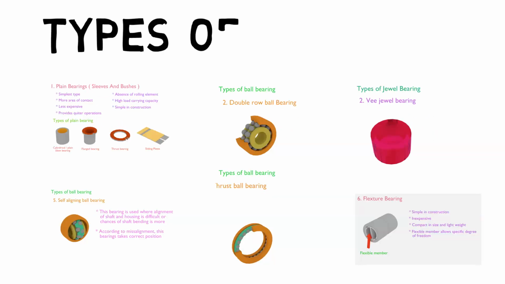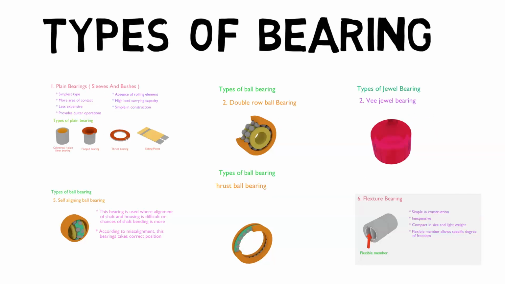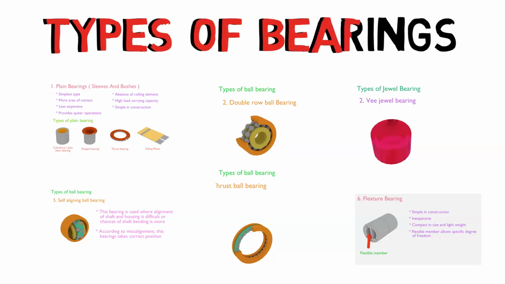Bearing is a key part of every rotating machine element. Different types of bearings are used in different applications. We have seen what a bearing is and which loads act on a bearing in our previous video. In today's video, we will take an overview of all types of bearings. So let's begin.